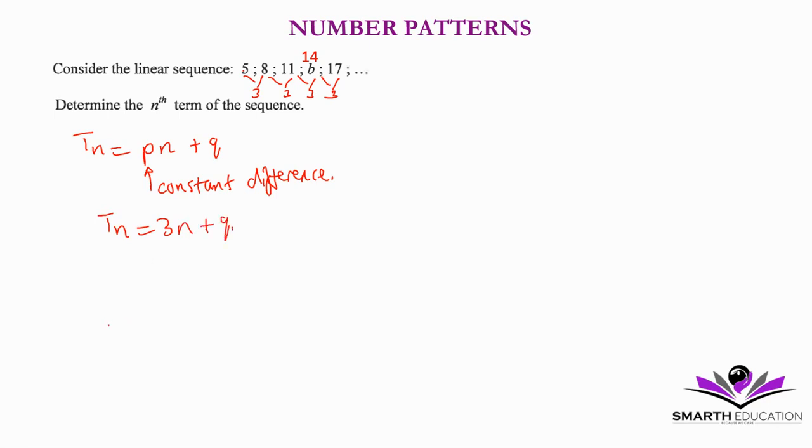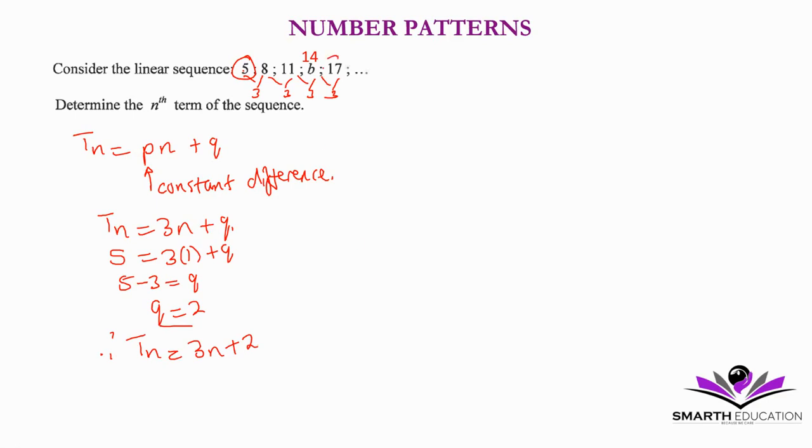Now we can use any term of the sequence. Maybe let's choose term 1, which is 5. So we say 5 is equal to 3, and then it's term 1. So where there's n, we put 1, then plus q. Then 5 minus 3 is equal to q. Q is equal to 2. Right, therefore, Tn is equal to 3n plus 2.